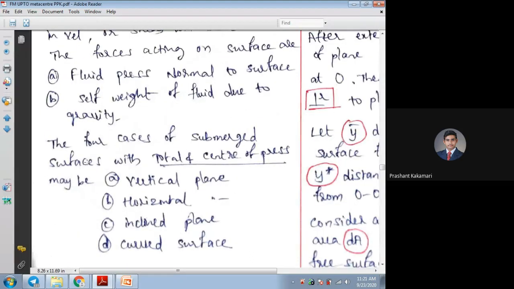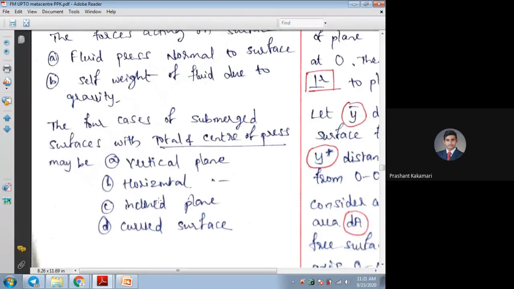The four cases of submerged surfaces with total and center of pressure that we are going to consider in the syllabus: vertical plane or the vertical gate, horizontal surface, and inclined planes. Curved surfaces we are not discussing, but we will see at the last if any examples can be taken. So keep in mind that for the vertical surface, the hydrostatic law will come into picture because of the depth. But for the horizontal surfaces, only the weight of the liquid is going to act. The depth of the liquid, whatever hydrostatic force is going to act, is not going to come into picture for the horizontal planes.